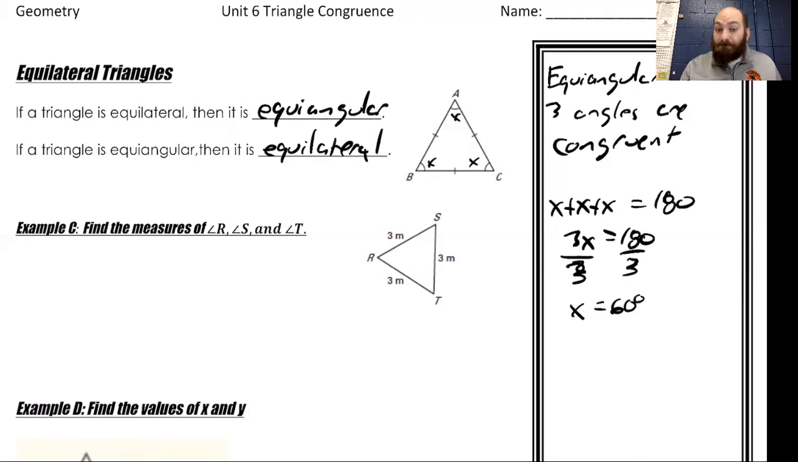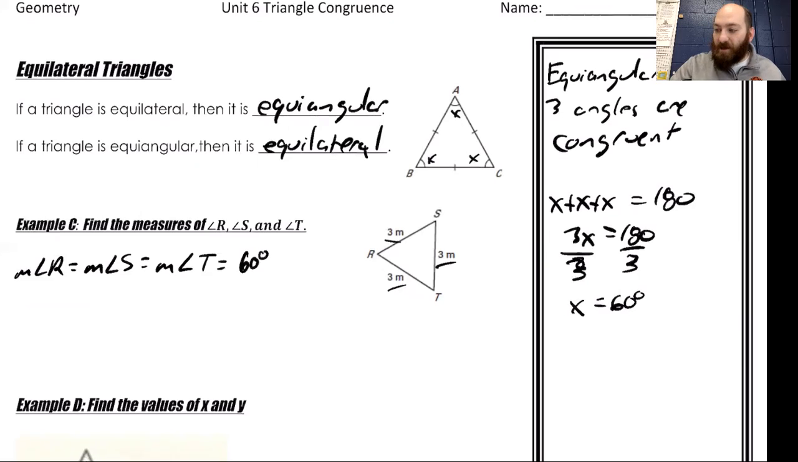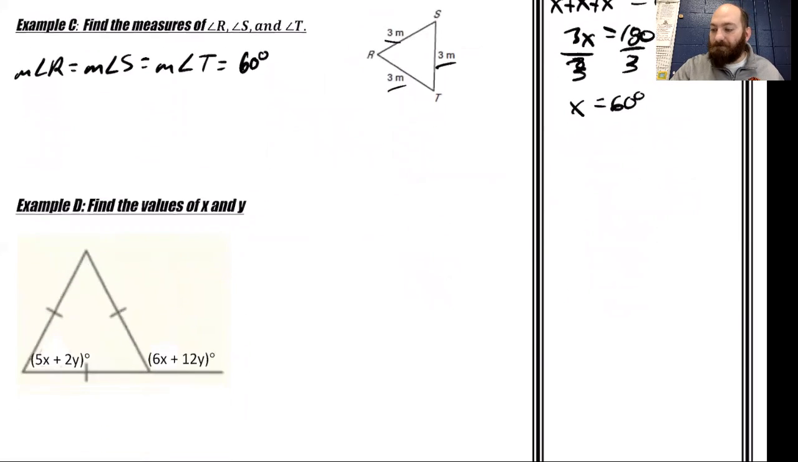That's all we can really say on that one. So if I look at this triangle, R, S, and T are all the same. I know that because all the sides are the same. So that means that the measure of angle R equals the measure of angle S equals the measure of angle T, which means they are all 60 degrees. That's it. Nothing fancy about that one.